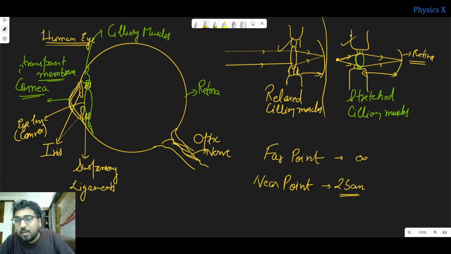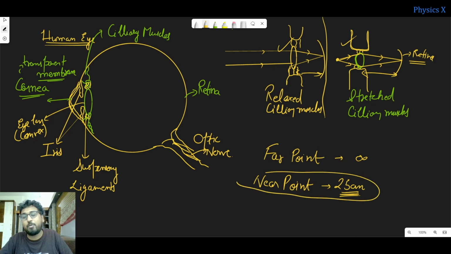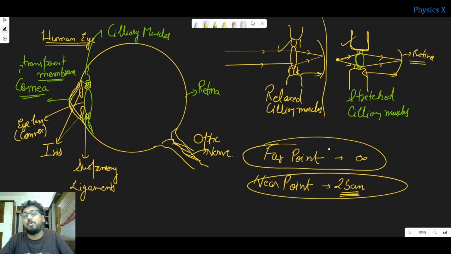Why does this happen? Because there is a limit up to which your ciliary muscles can stretch. If the objects come near, the ciliary muscle gets stretched and the lens becomes thicker and thicker. Ultimately, there will be a point after which the ciliary muscles find it difficult to stretch and decrease the focal length of your eye lens. That point is 25 centimeters. So beyond this, a normal human eye finds it difficult to focus objects clearly. This is the normal near point of the eye, and this is the normal far point of the eye.